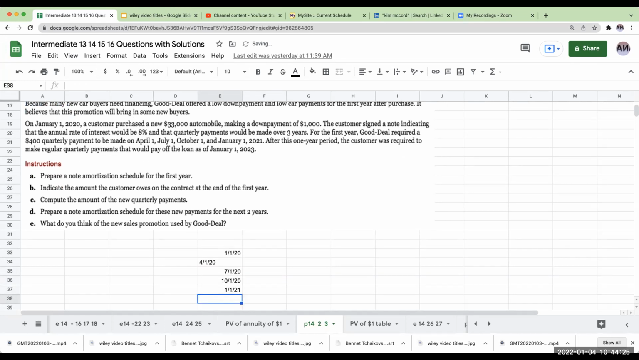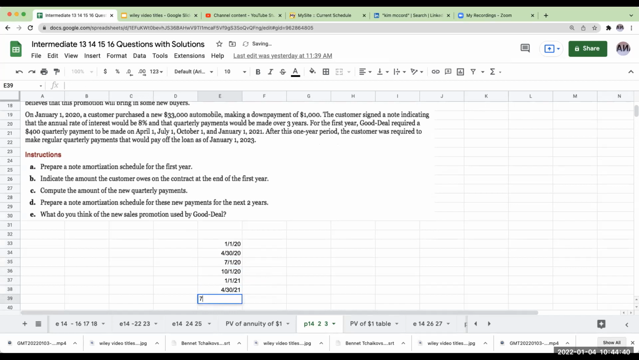After this 1 year period, the customer was required to make regular quarterly payments, which would pay off the loan as of January 1st, 2023. So let's go ahead and write out all of the dates.